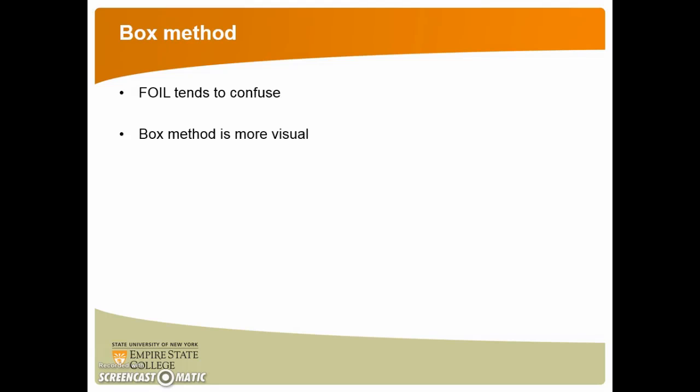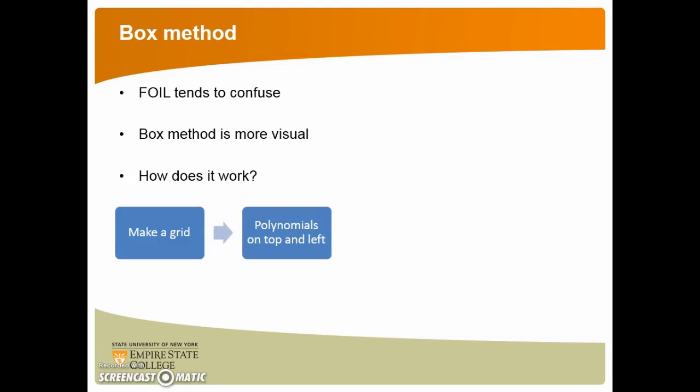The box method is a more visual method for multiplying polynomials. It eliminates the possibility of forgetting to multiply some of the terms. It can even be adapted for multiplying larger polynomials. But how does it work? We start by making a box, a 2x2 grid. Make sure you leave yourself some room on top and to the left. We write our polynomials above the box and to the left of the box.